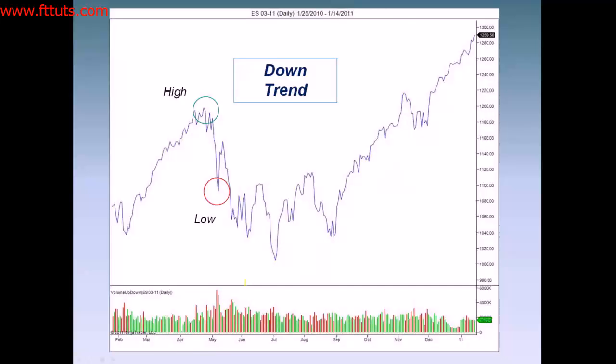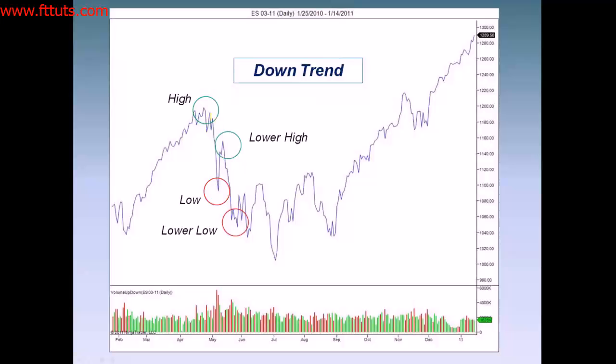Now let's take a look at a downtrend, which is the exact opposite. We begin with a high here in this area and a low. Now let's take a look at the sequence of what happens to our highs and lows on this diagram. First high here, next high here. What's happening? Lower highs. Look again. We had a low here and a lower low here. Lower lows, lower highs. Naturally, this is the textbook definition of a downtrend.